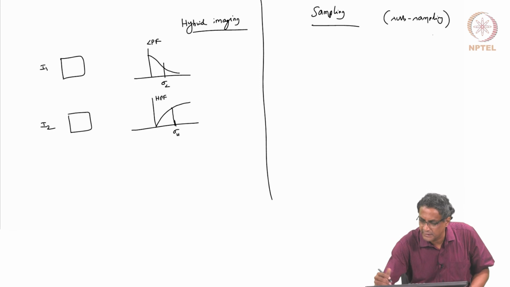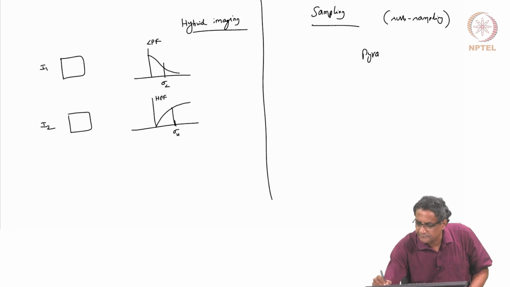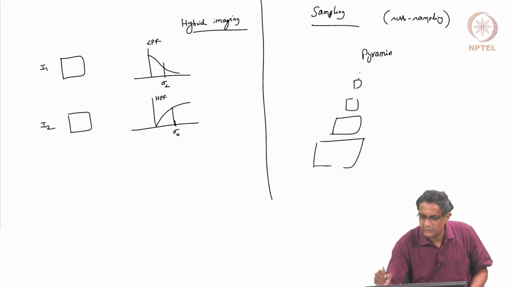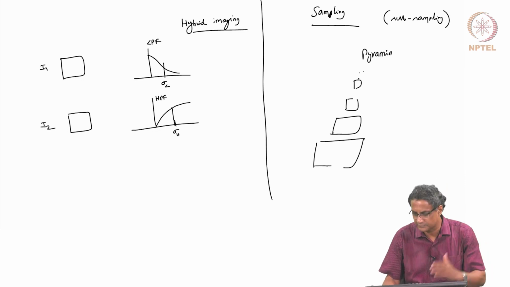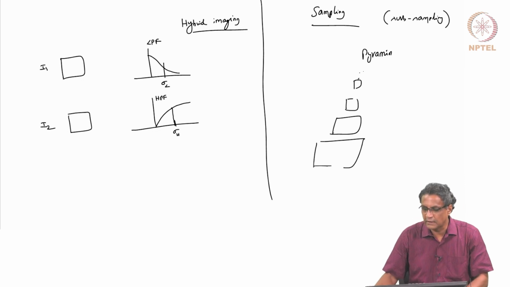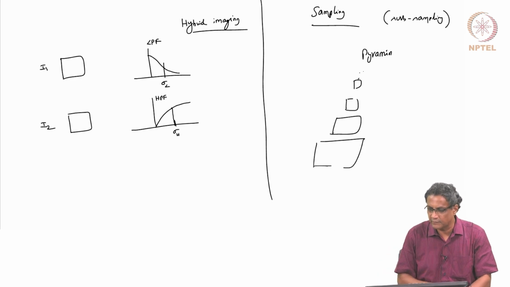That's called a pyramid structure. So what you will have is something like this, and then you go down. You can go down right up to a single pixel if you wish. This is called a pyramid. And this we will see when we do the scale space representation, at which time we will see the implication of having a pyramid like this.